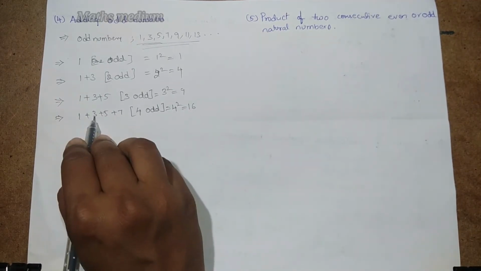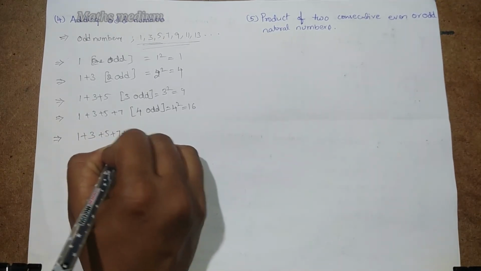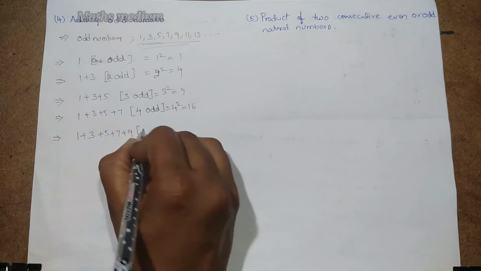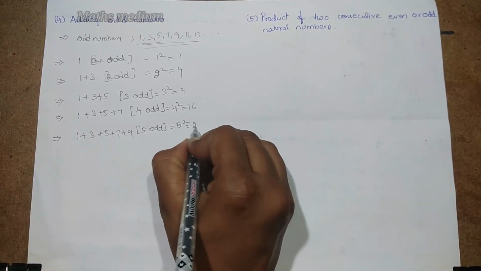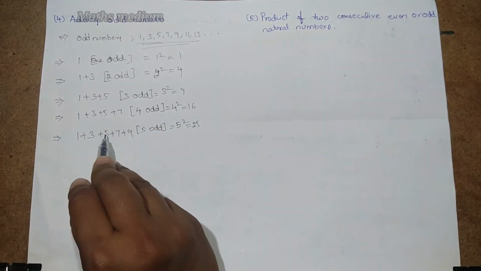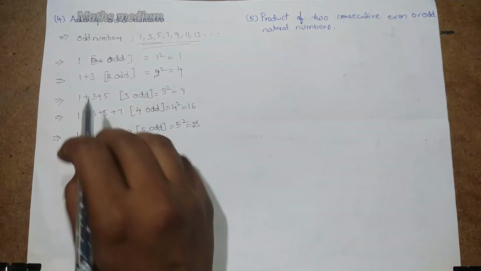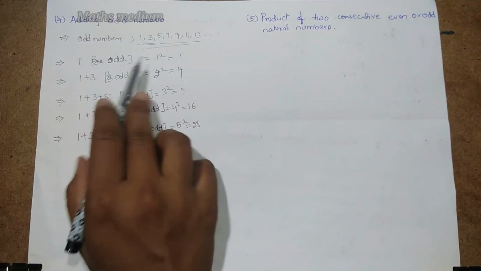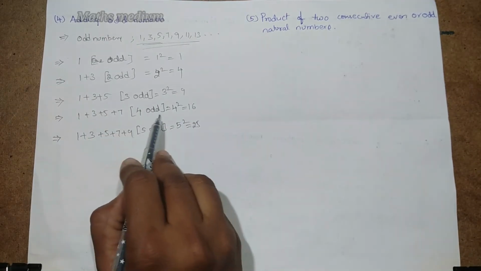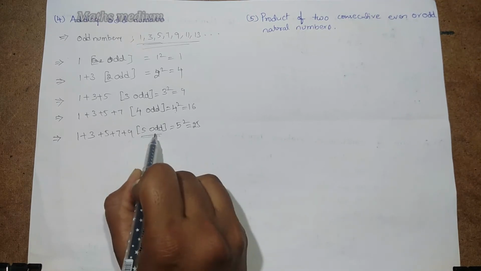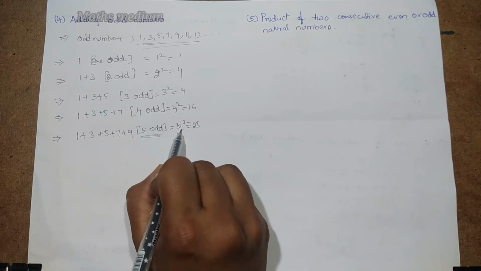7 plus 3 is 10, 15, 16. Similarly, 1 plus 3 plus 5 plus 7 plus 9. 1, 2, 3, 4, 5: 5 odd numbers. Here we get 5 square as the answer. It is 25. 9 plus 1 is 10, 15, 25. See, if you observe these patterns, 1 odd number means 1 square, 2 odd numbers means 2 square, 3 odd numbers, 3 square, 4 odd numbers, 4 square. However many odd numbers we are adding, that is equal to that number squared. 5 odd numbers, 5 square, that is 25.